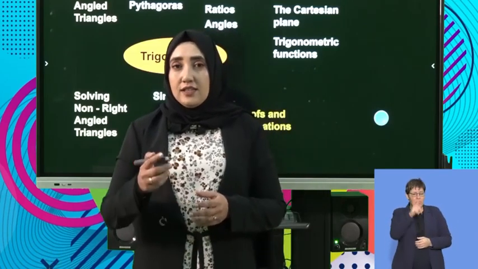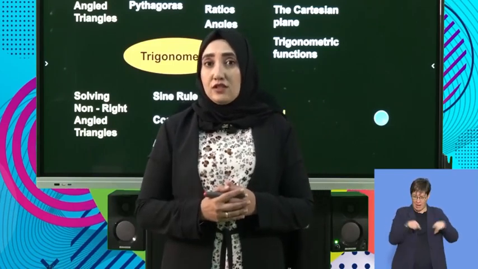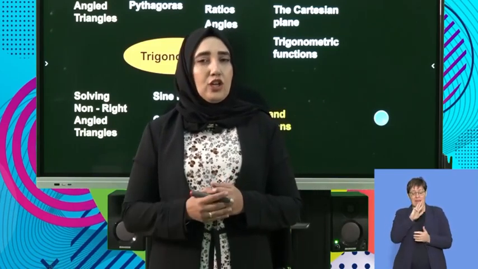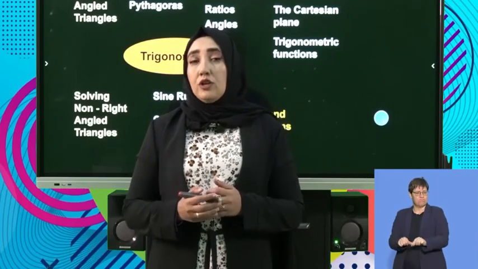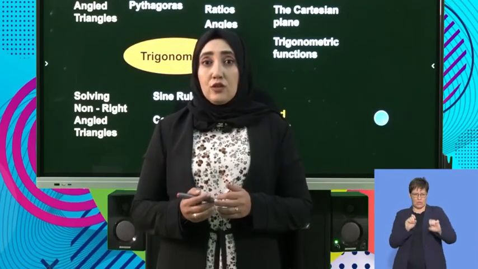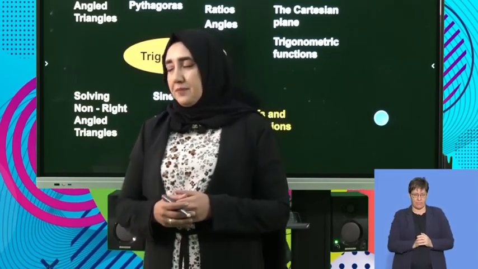Welcome back. Remember, we were doing the cosine rule and using it to find angles of a triangle, specifically a non-right angle triangle. Now we're going to continue and look at some applications of the cosine rule in real life. Let's go to our first example.